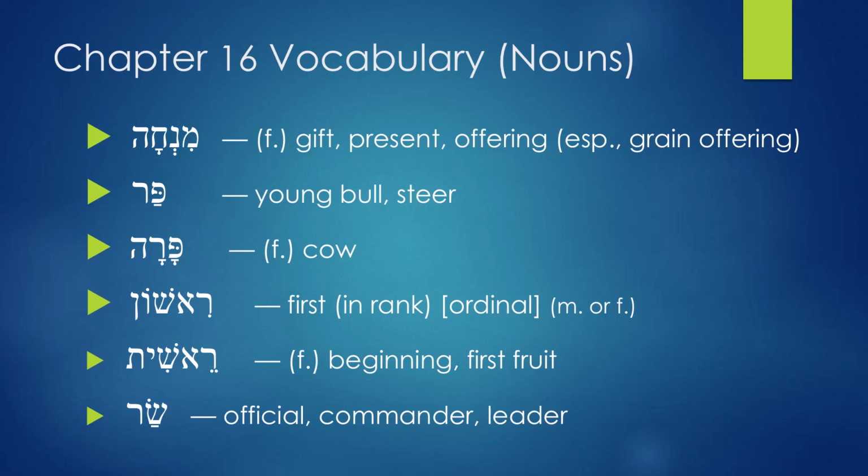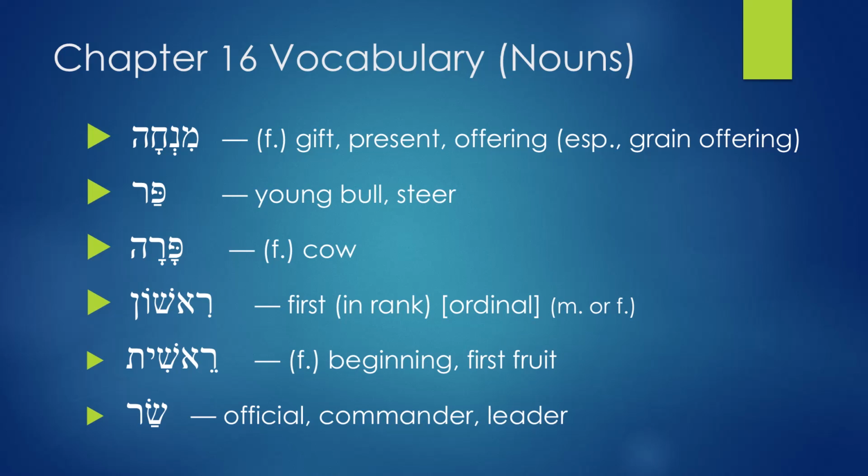Next you have the word rishon. Rishon means first, and that is first in rank. These are ordinal numbers.